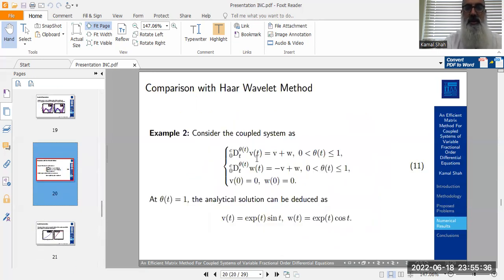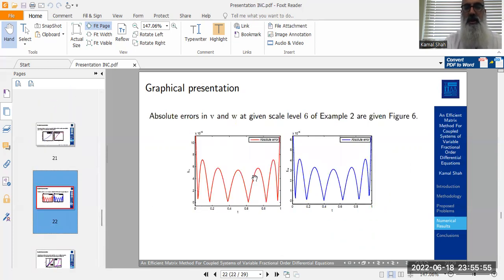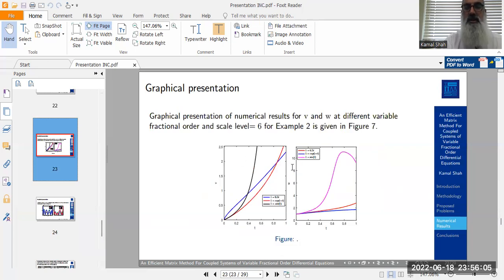Similarly, to support our method, we have considered another example. This is a linear example with homogeneous conditions. At theta of t equal to 1, the analytical solution can be computed as follows. In these figures, we have presented the numerical results. We have compared the exact and numerical solutions, which are very close to each other. Similarly, we have computed the absolute error at level 6 for the two problems. Here we have presented the numerical solution for different variable orders at scale level 6.